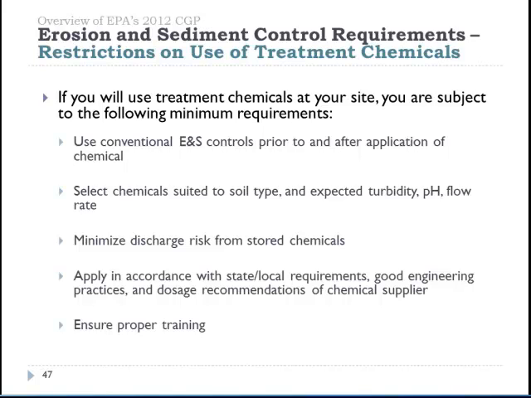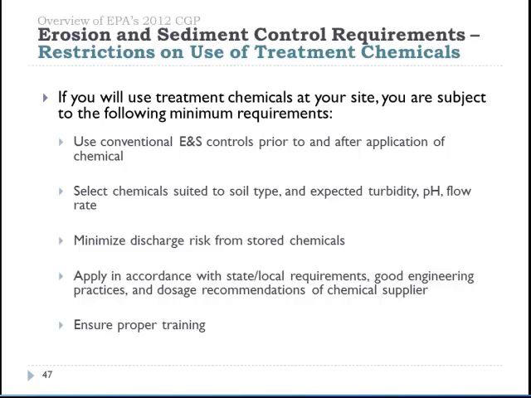So at a minimum, if you're using some of these chemicals, you will be subject to the requirement to use the site's erosion and sediment controls both prior to and after applying the chemical. And that is to not only minimize the use of the chemical, but also to help ensure that chemical bound up with the sediment is filtered out prior to discharge.